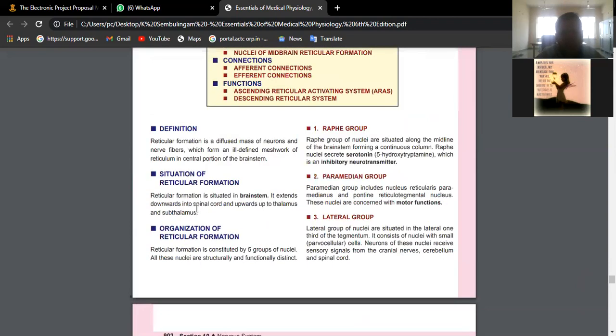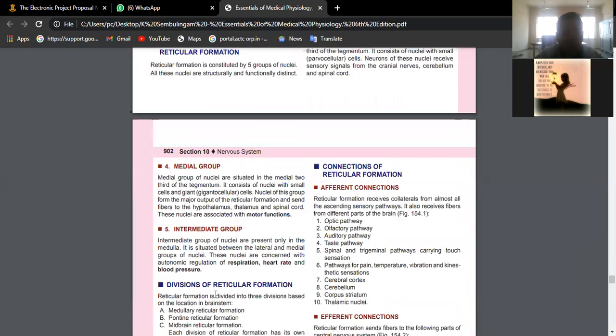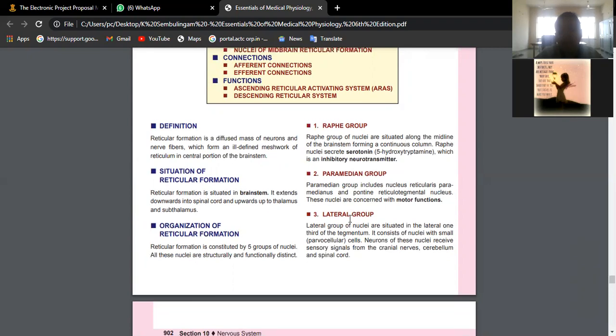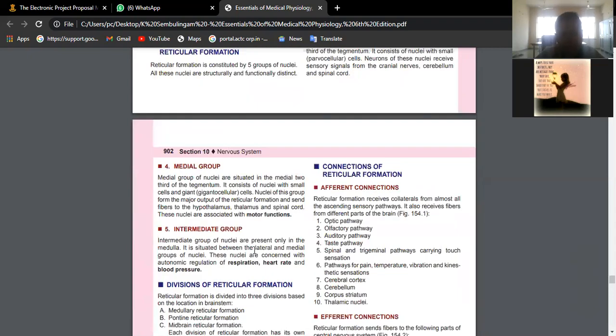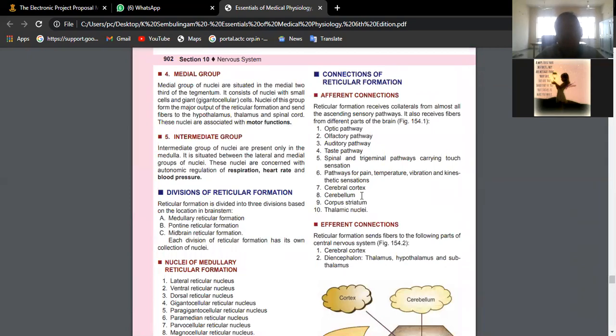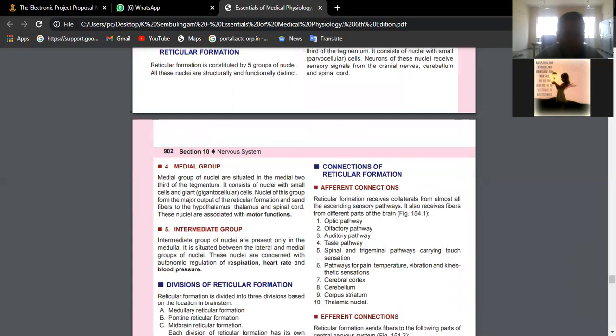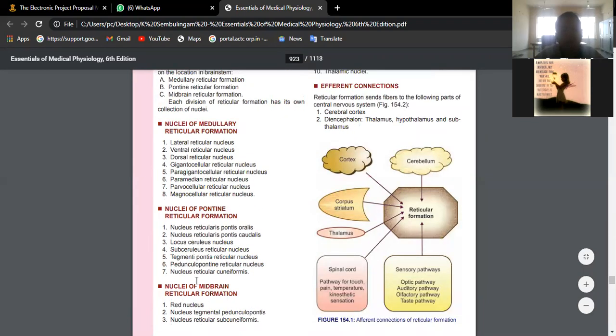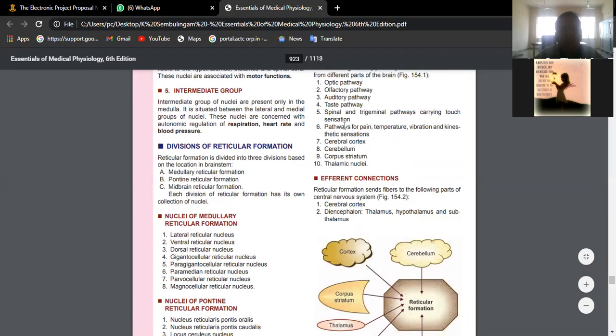So we find reticular formation in the brainstem, extending downwards towards the spinal cord and upwards towards the thalamus and subthalamus. Now what are the various nuclei you have here? You have headings like raphe group of nuclei, paramedian, lateral group, medial group and intermediate group. You have to memorize either of these. The group of nuclei in the medulla oblongata are listed, then the nuclei in the pons and also in the midbrain.